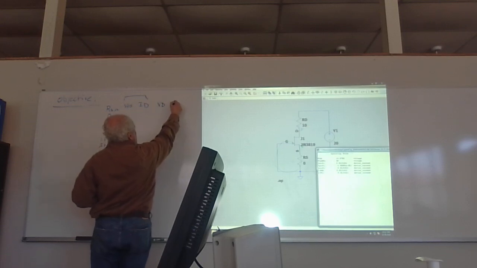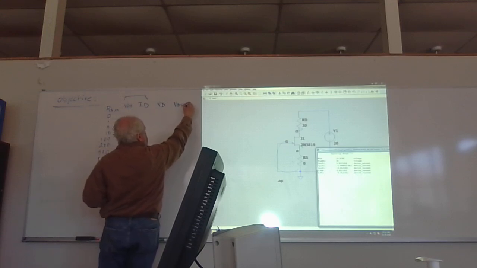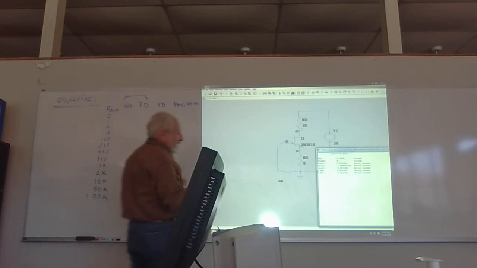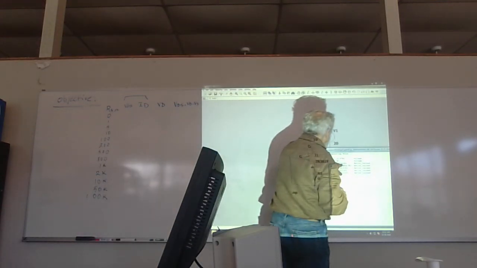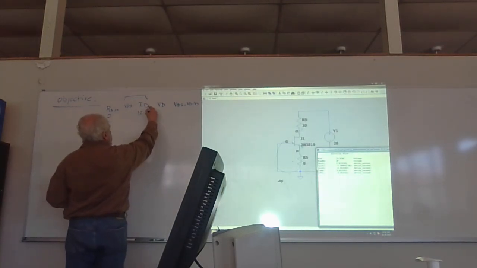Now, what would be VDS? It's equal to VD minus VS. You with me so far? And then you can track the difference. So what are we getting here? We're getting 12.1 milliamp, and this is in milliamp.